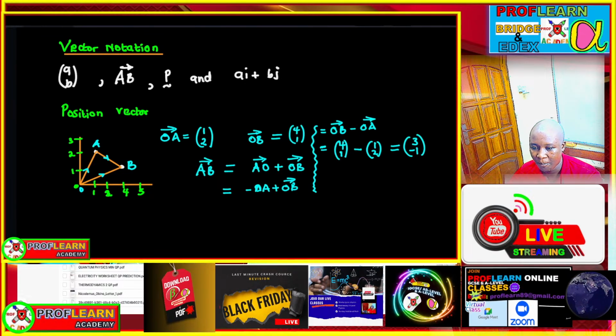Like for instance, here we have OA, which is (1, 2), and OB, which is (4, 1). Then for us to find AB, you need to realize that to find AB, it will be OA plus OB, which is the same as OB minus OA. So that is what you were supposed to know at that particular point.